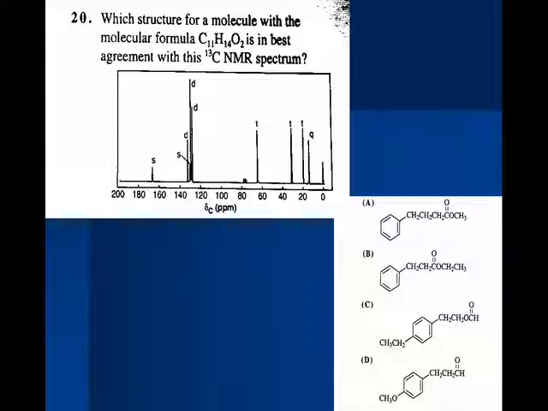If you ever see a little tiny triplet around 77, scratch that out as well. That is the solvent that we typically use to do the NMR spectrum. It's called deuterated chloroform, CDCl3. And it appears as a triplet because of the deuterium atom. Okay? But it's carbon, so you're going to see it in the carbon spectrum.